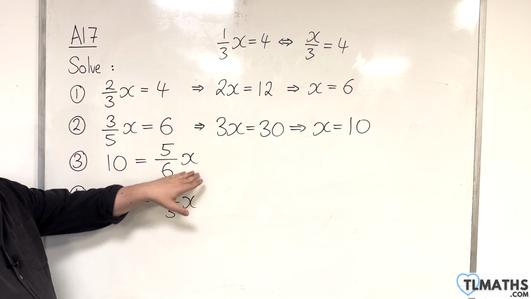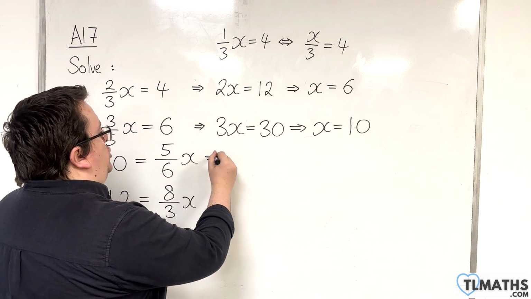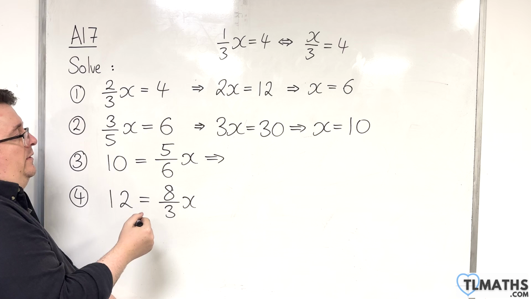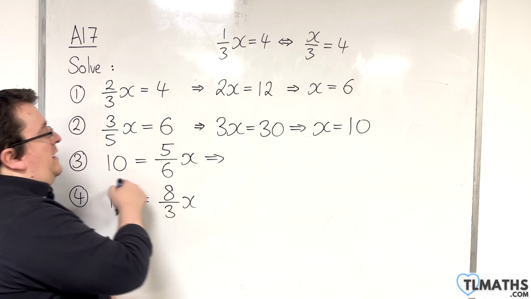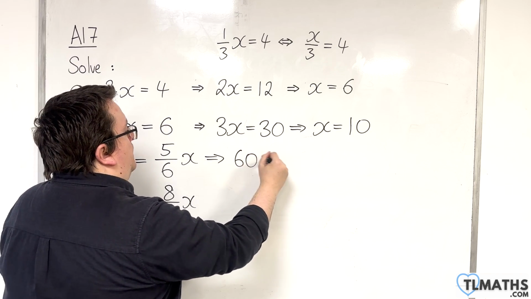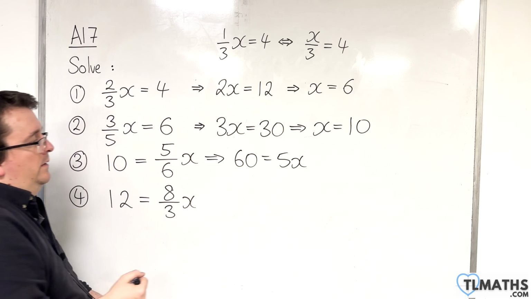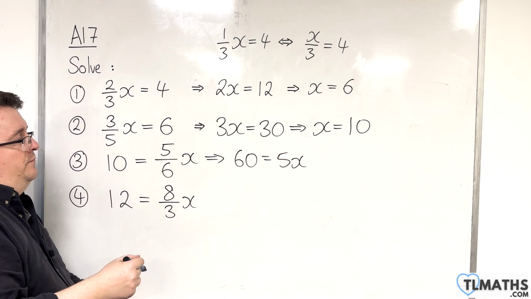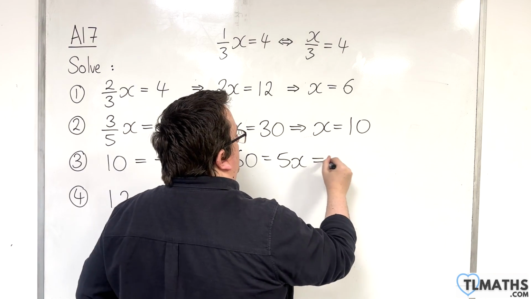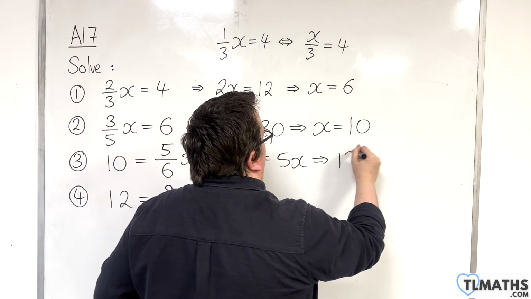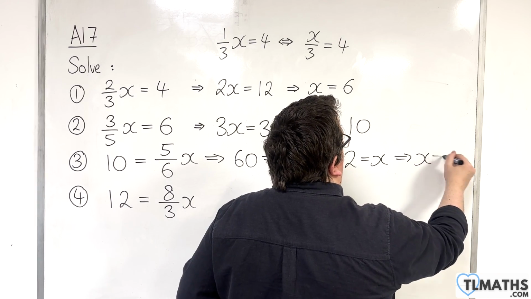Number 3, we've got the x on the right-hand side now, but that doesn't really matter. Doesn't make any difference to our methodology here. We have 5/6 x equals 10. So we multiply both sides by 6. The left-hand side, 10 times 6 is 60. The right-hand side just becomes 5x. Then we divide both sides by 5 because we're multiplying by 5 there. 60 divided by 5 is 12. So 12 is equal to x. Of course, you can write that as x equals 12.